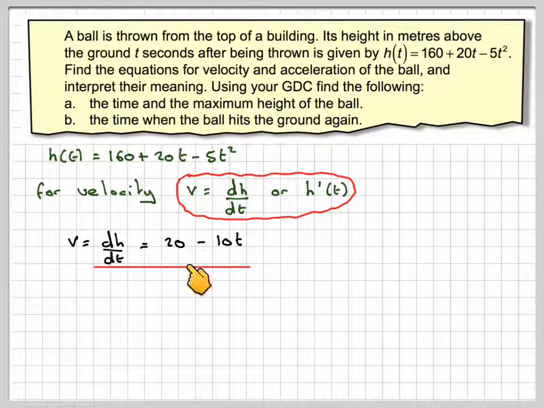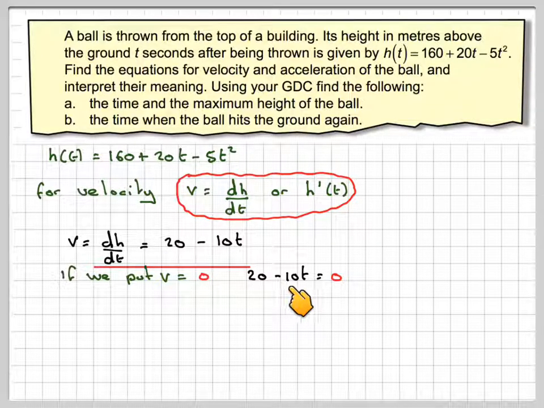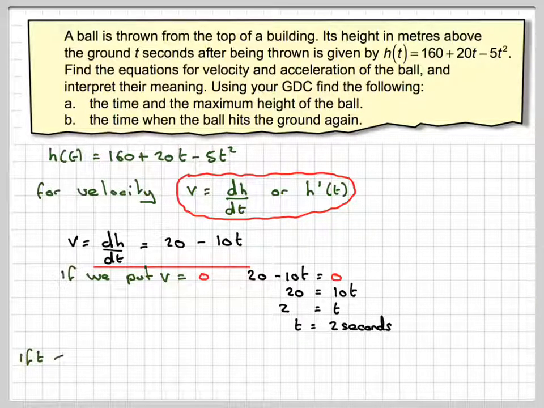Now, the interesting thing is what happens when this is equal to 0, because when you throw a ball up, it's going to get to a certain height and it's going to come back down again. So if we put v is equal to 0, i.e. no velocity, then 20 minus 10t is equal to 0, so 20 is equal to 10t and t is equal to 2 seconds. So at 2 seconds, the ball will get to the maximum height.